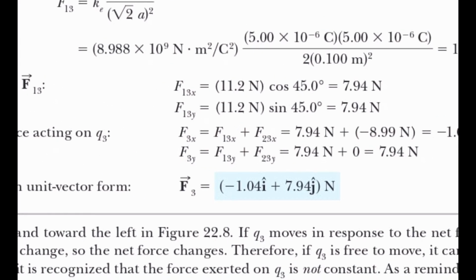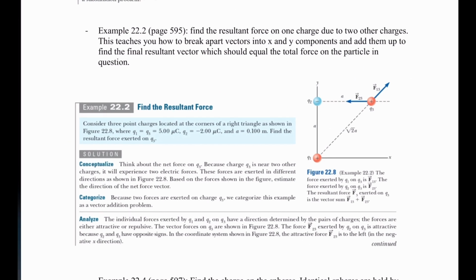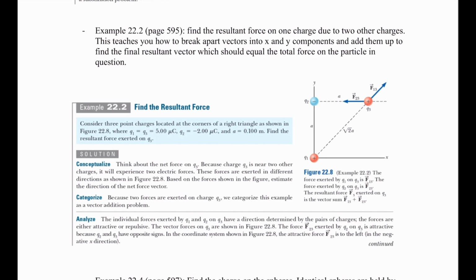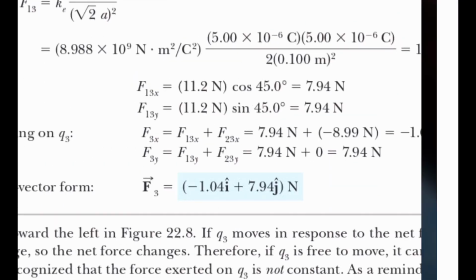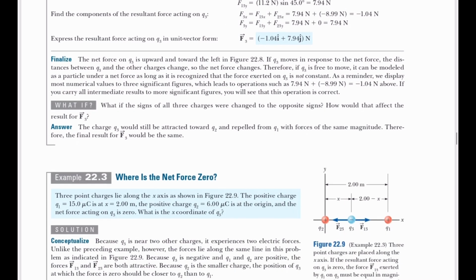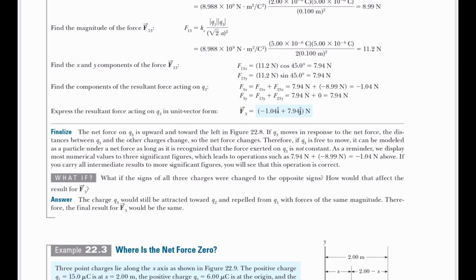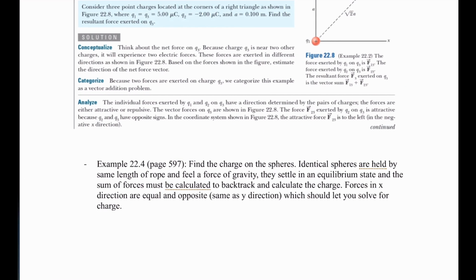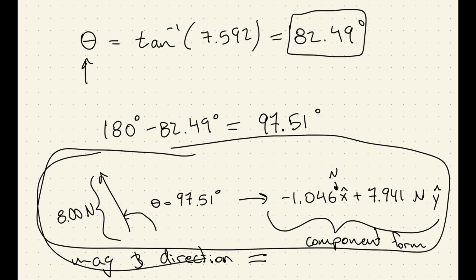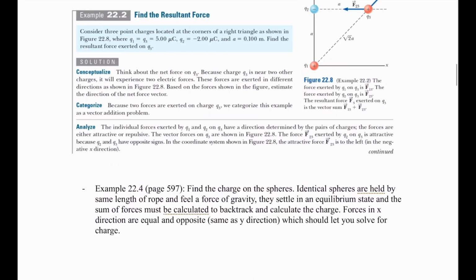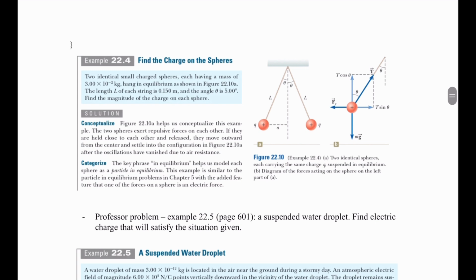Boom! That looks familiar. Negative 1.04, 7.94. I even had a bit more significant figures in there. Oh, this is my Word document. Now, let's see if they actually show it to us. They don't even show the magnitude. No, they don't show the angle and the direction. So this is an extra step that I want to show you guys. All right, cool. Now the next problem we will do is this problem here.